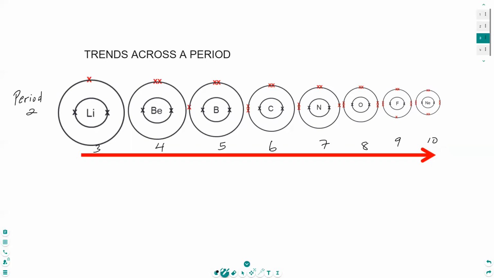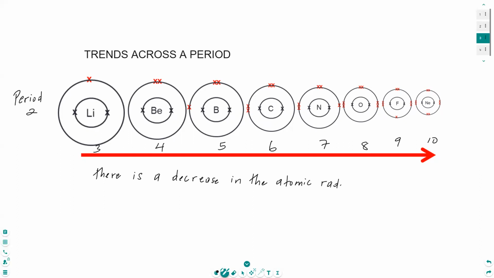So we can definitely see going across the period that there is a decrease in the atomic radius, all right? So we can see that as we go across the period.